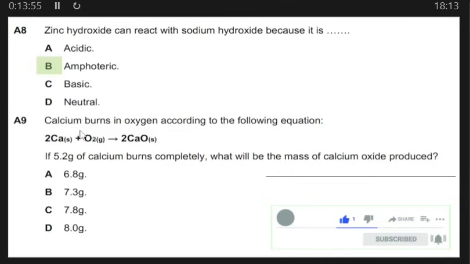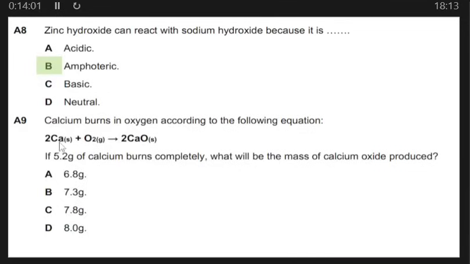9 says calcium burns in oxygen according to the following equation. So we have 2 atoms of calcium solid plus 1 molecule of oxygen gas reacting to form 2 moles of calcium oxide. Then they're saying if 5.2 grams of calcium burns completely, what will be the mass of calcium oxide produced?